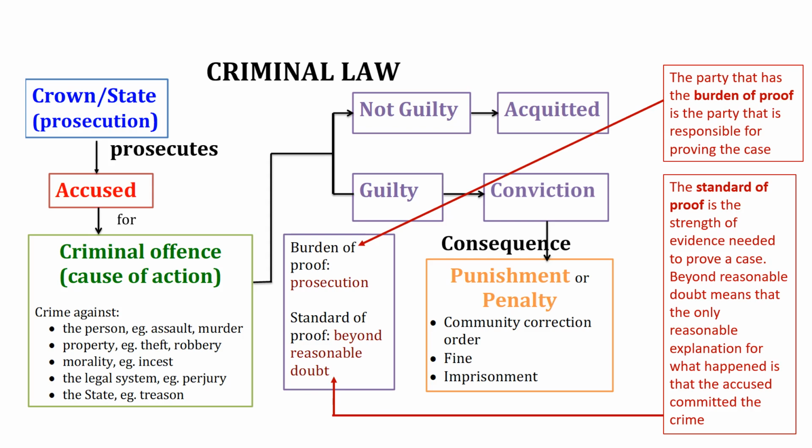If the prosecution proves beyond reasonable doubt that the accused committed the crime, then the accused must be found guilty and is convicted. Again, note the language that is being used. Not guilty, acquitted. Guilty, convicted. An accused who is convicted of an offence will be sentenced to a punishment. In the case of criminal cases, punishments include things such as imprisonment, fines, and community correction orders.